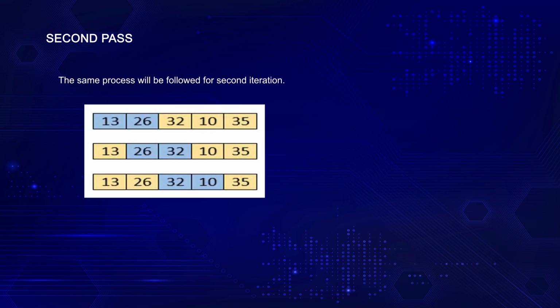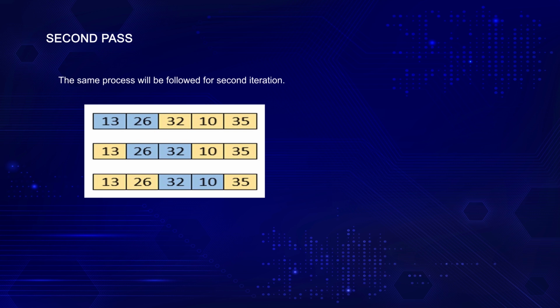Now this is the first pass we have already done. Now we can move to the second iteration. In the second pass, the process is the same as the first pass we have already followed. Here we have the array 13, 26, 32, 10 and 35. Now we will compare the first two elements, 13 and 26. As you can see, 13 is smaller than 26, so no need of swapping.